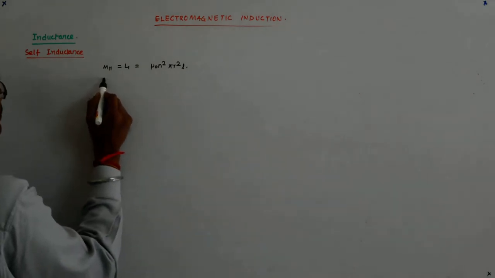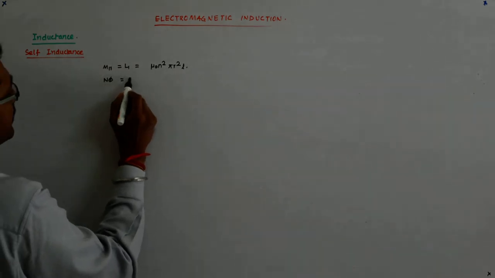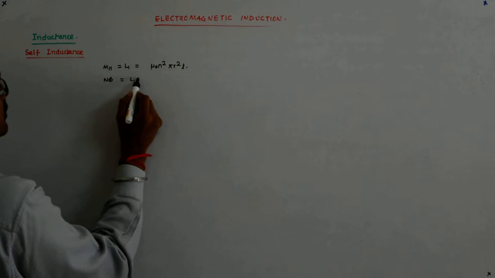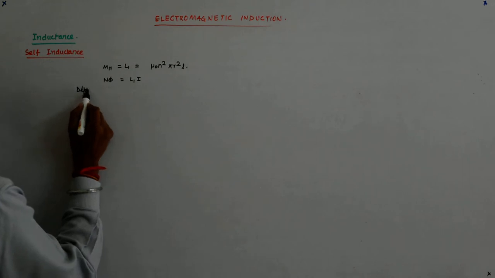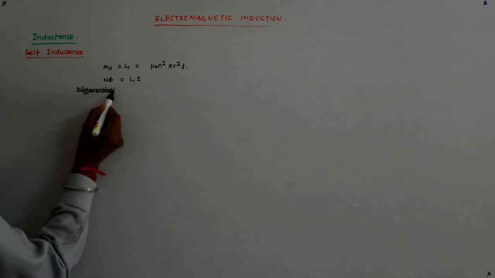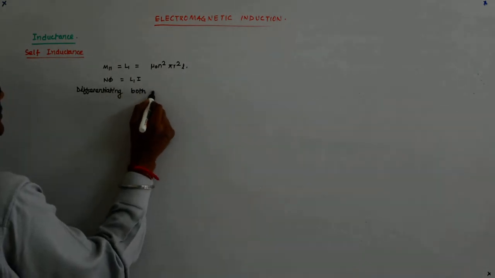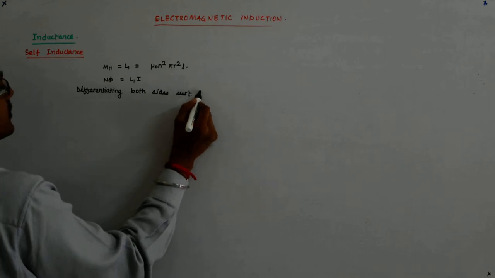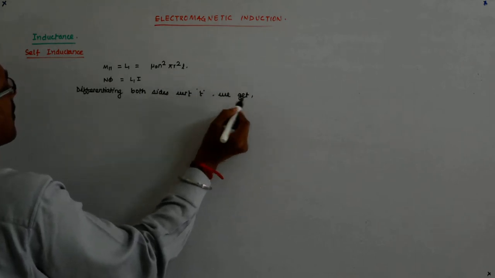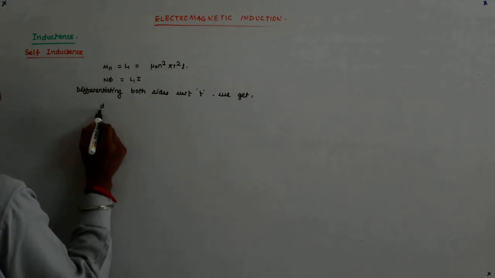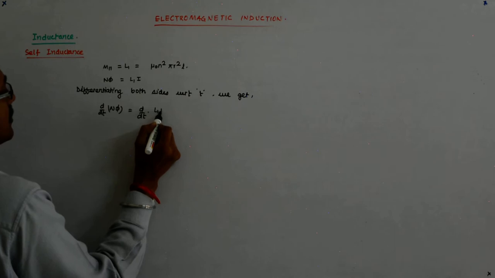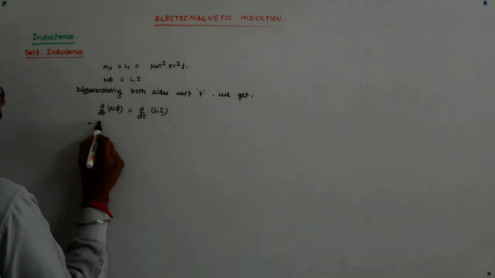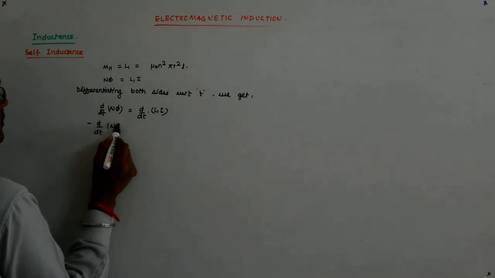Now this is nothing but N phi is equal to L1 I, right? Correct? Now differentiating both sides with respect to t, we get d dt of N phi is equal to d dt into L1 I, and if I multiply it by minus 1, it becomes this.